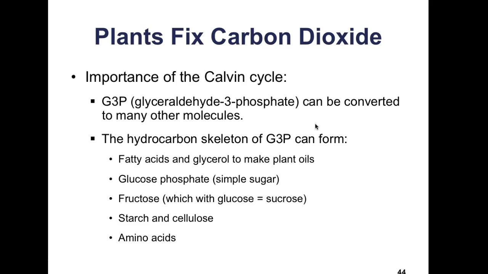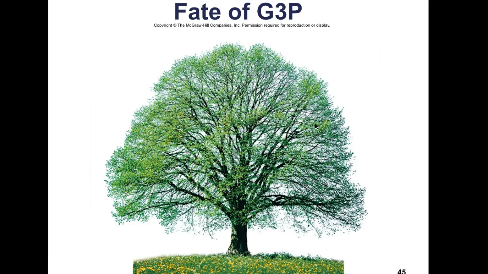Glyceraldehyde 3-phosphate can be converted to many other organic molecules. Basically, the hydrocarbon skeleton of G3P can form fatty acids and glycerol to make plant oils. It can be used to make glucose phosphate, simple sugar, fructose, starch, cellulose, and amino acids. So technically, we're not just making sugar here. We can make other things as well. But we do look at it as basically the food for autotrophs and heterotrophs on our planet.